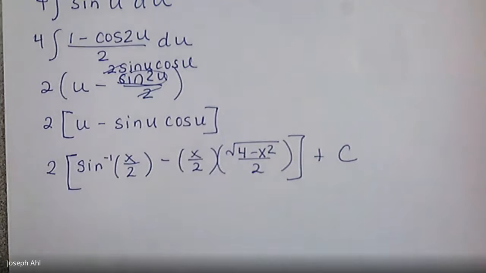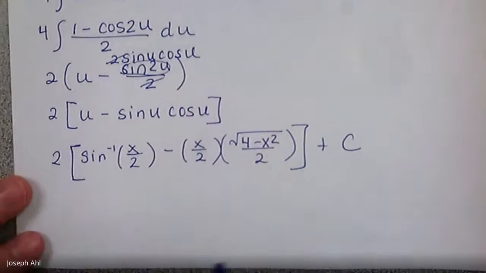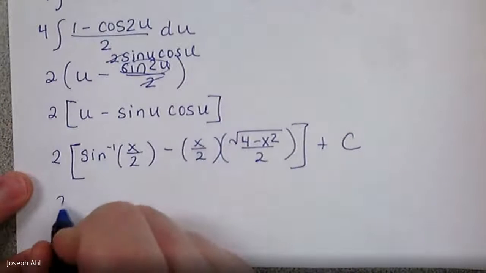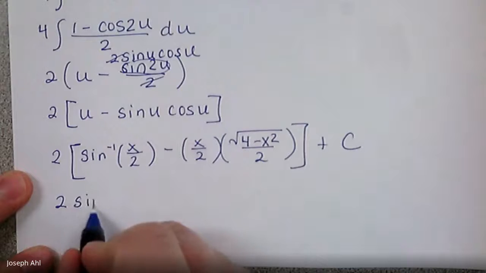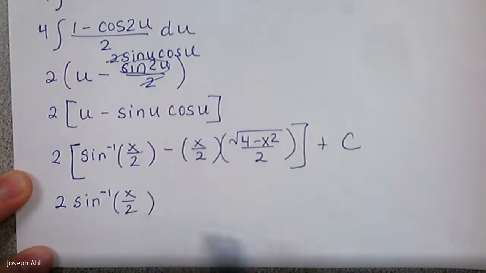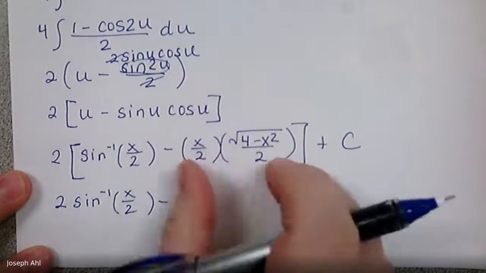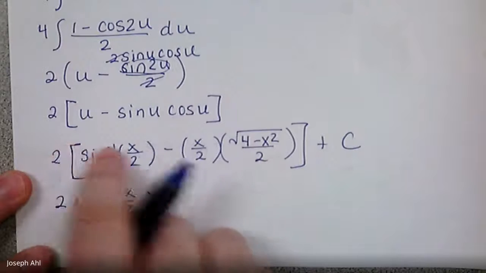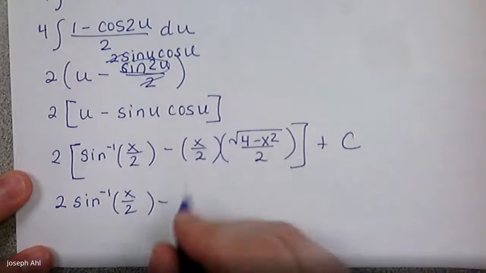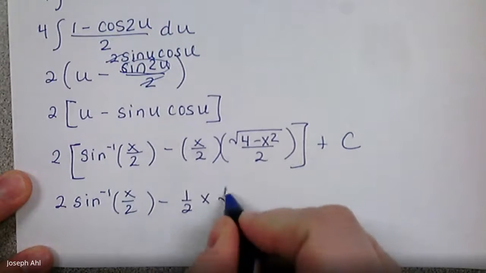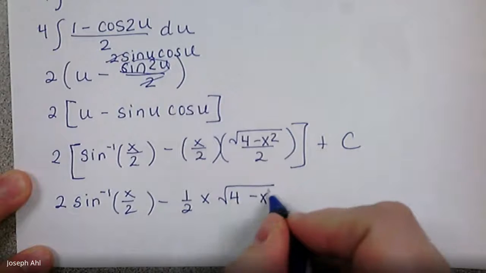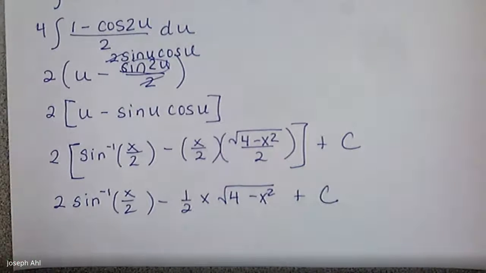And then last but not least, you can certainly distribute that 2. And I didn't do it before, but I have one more line of room left. So it would be 2 sine inverse of x over 2 minus, this is really a 4 down here, so times 2 is going to make it a 1/2 x out front of the radical 4 minus x squared plus c.